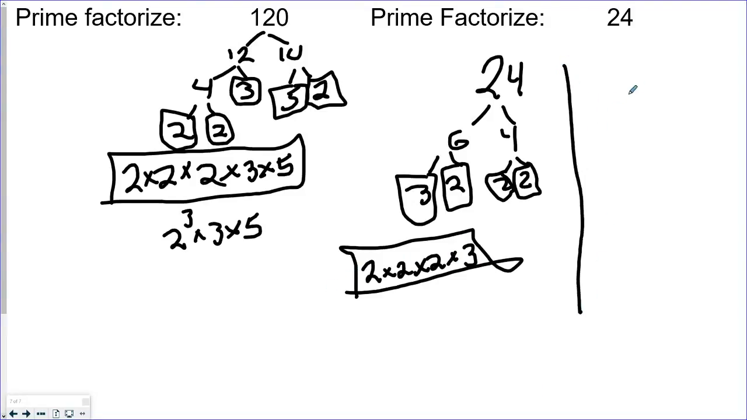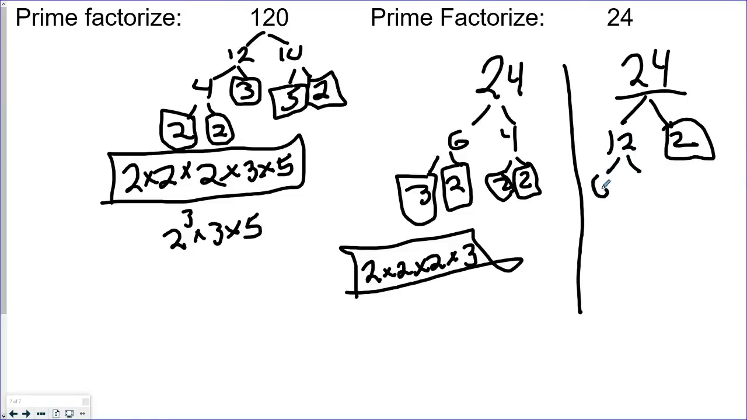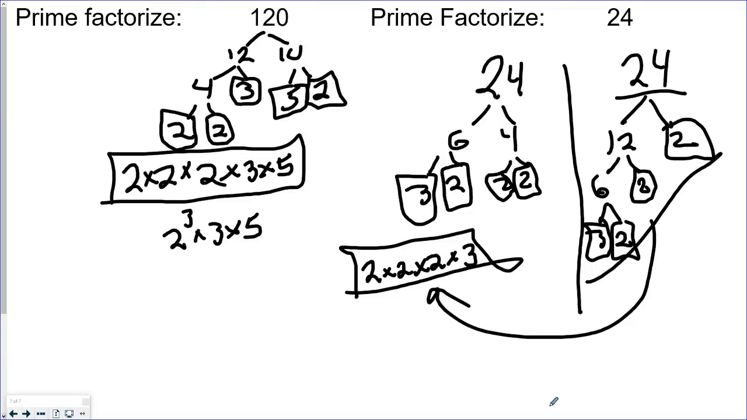Now, if you did this a different way, let's say you started a different way. Let's say you did 12 and 2. You still get the same answer. So we have 2 and 12. That's done. 12, we can do 6 and 2. Well, that's done. And then 6, we can do 3 and 2. And both those are done. So my answer is still 3 2's and a 3.